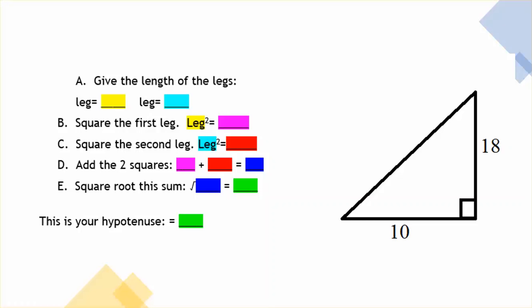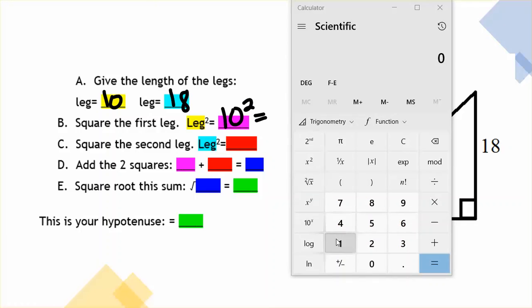Okay, so first, looking at the picture. The legs are those two short sides that touch the right angle. It doesn't matter which one I pick first. So I have 10 and 18. In step B, I'm going to square that first leg. So I'm taking 10 squared. 10 squared is 100.